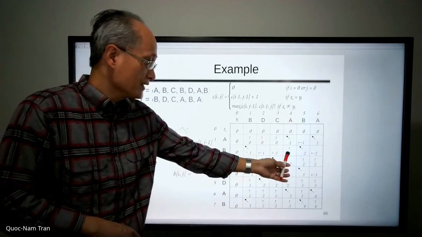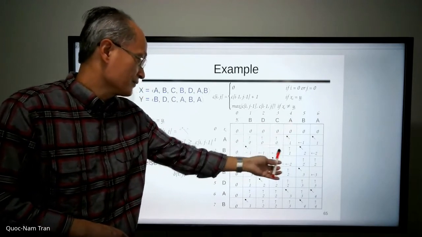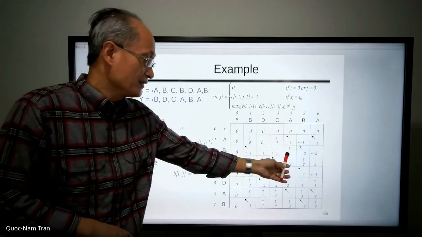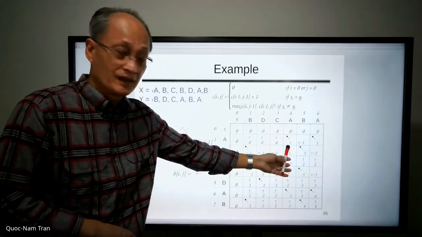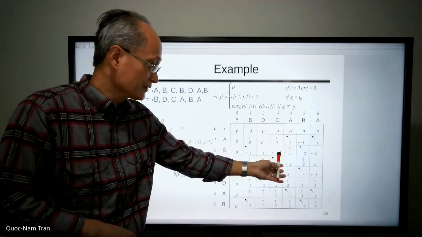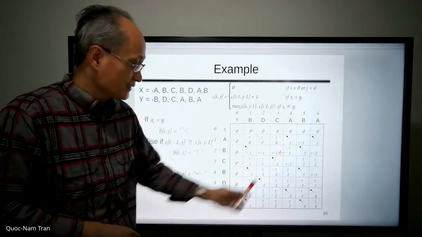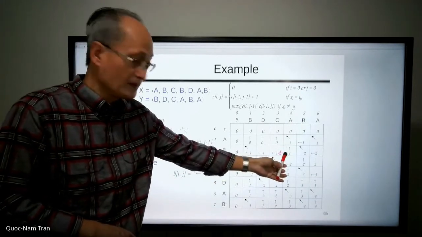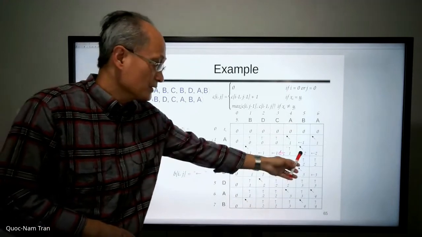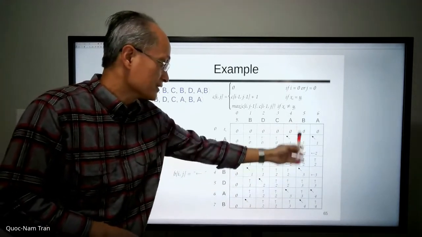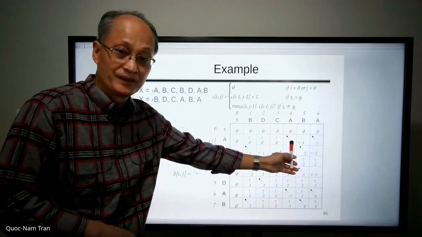Okay, this one A and B, they're different, so we can either go up or on the left, either way, right? So this one we can either go up or on the left. Okay. So this one we have a match, so it has to be 2 and diagonal, right?